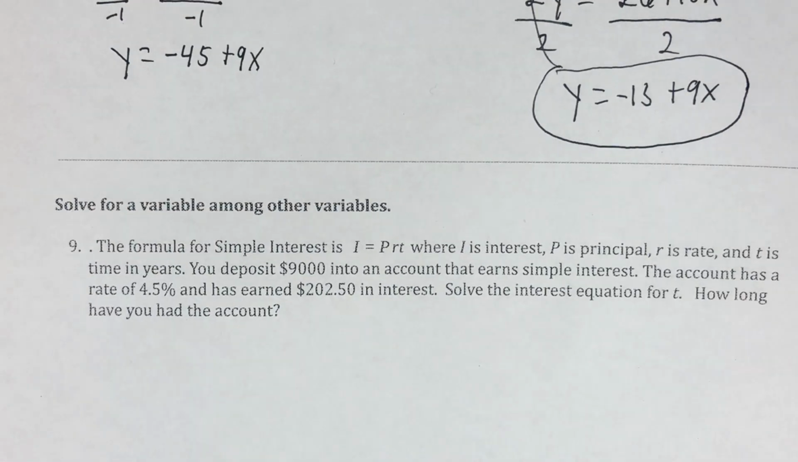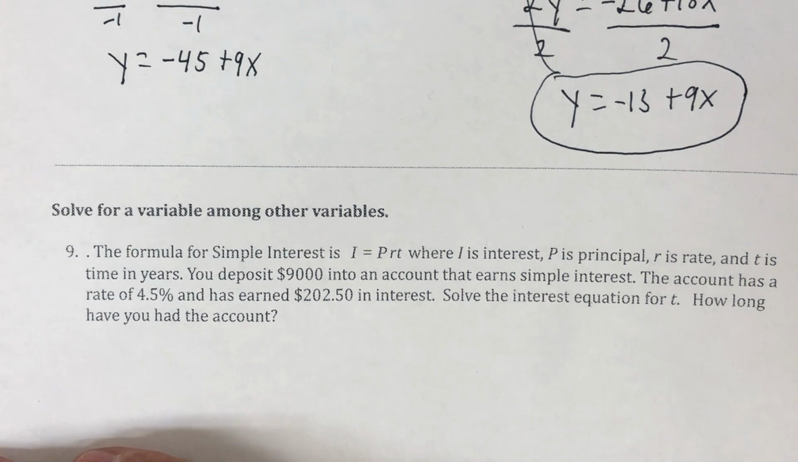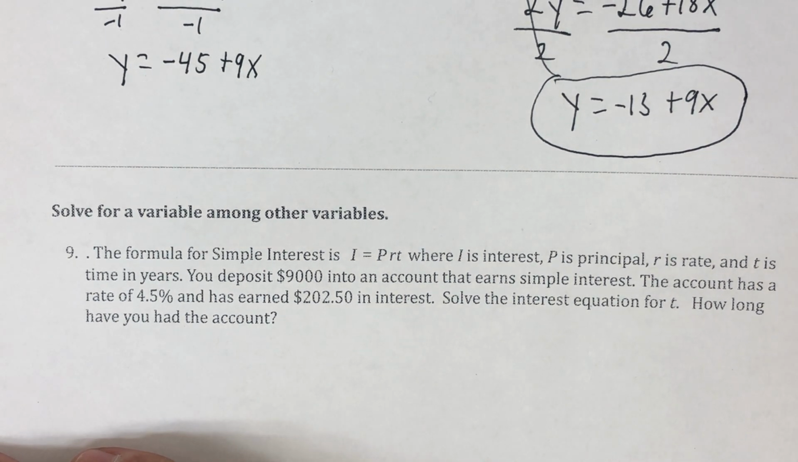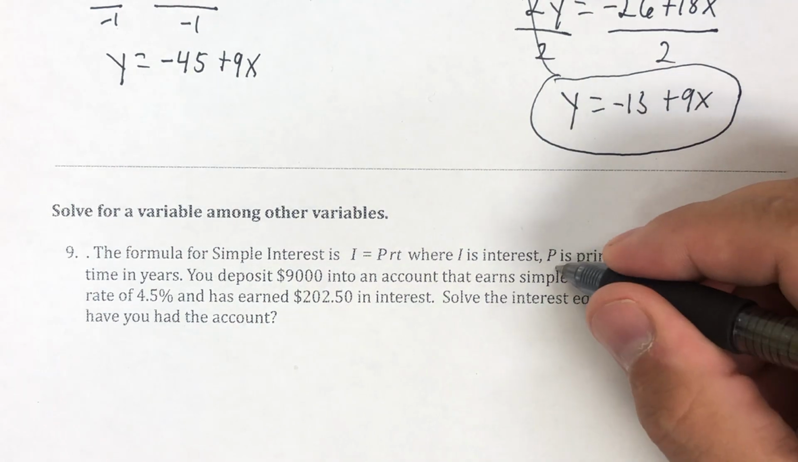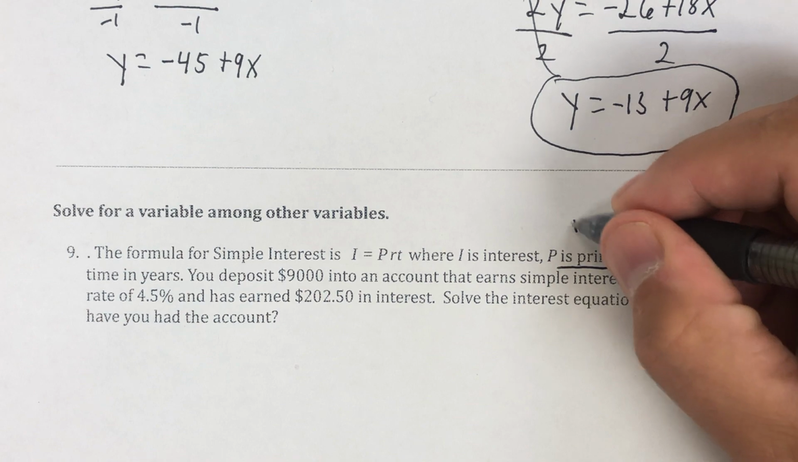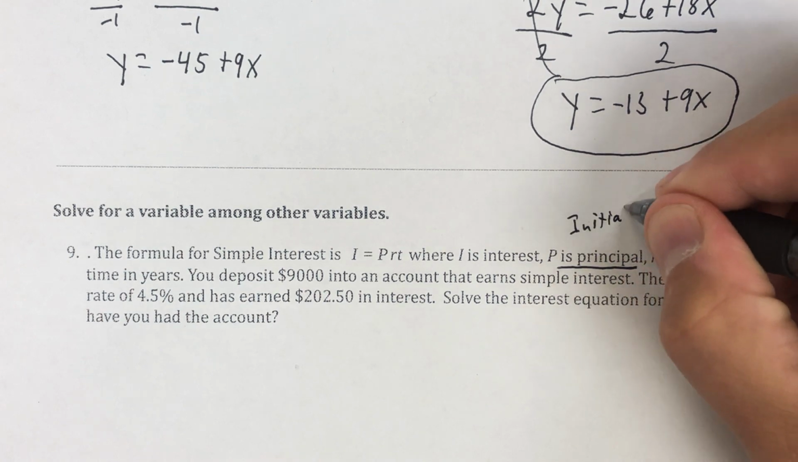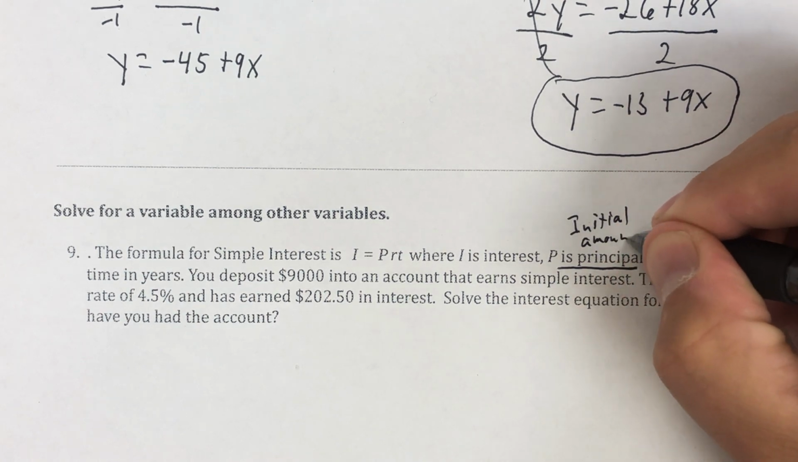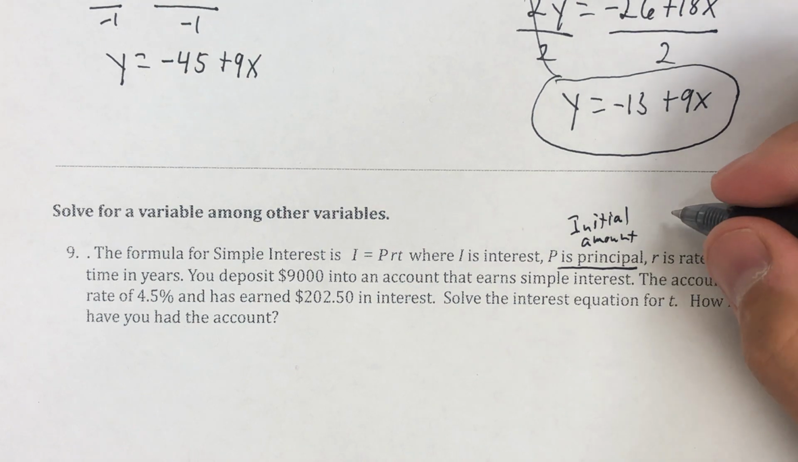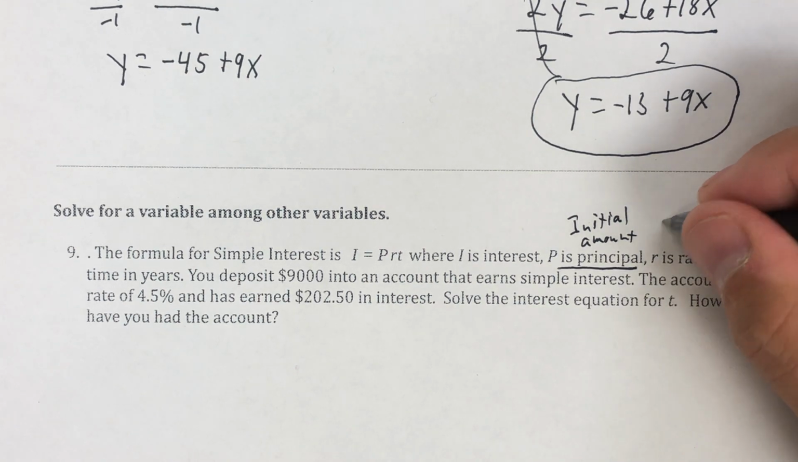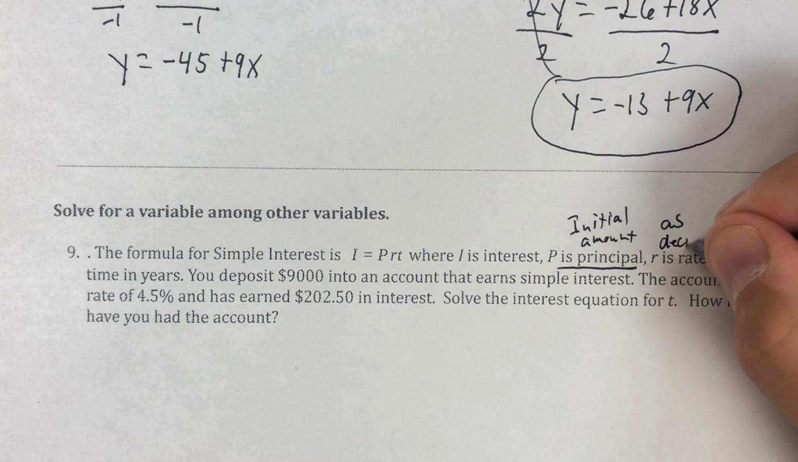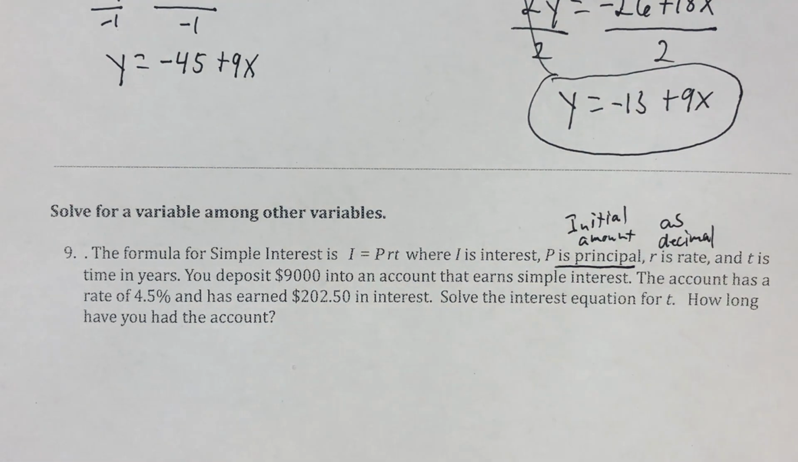And the last one, the formula for simple interest is I equals P, which stands for principal, times the rate, times the time. Now, P is the principal. That's what we start with, the initial amount. The rate is the interest rate, and that's as a decimal. So I'm going to have to change the percent to a decimal, and T is the time in years.